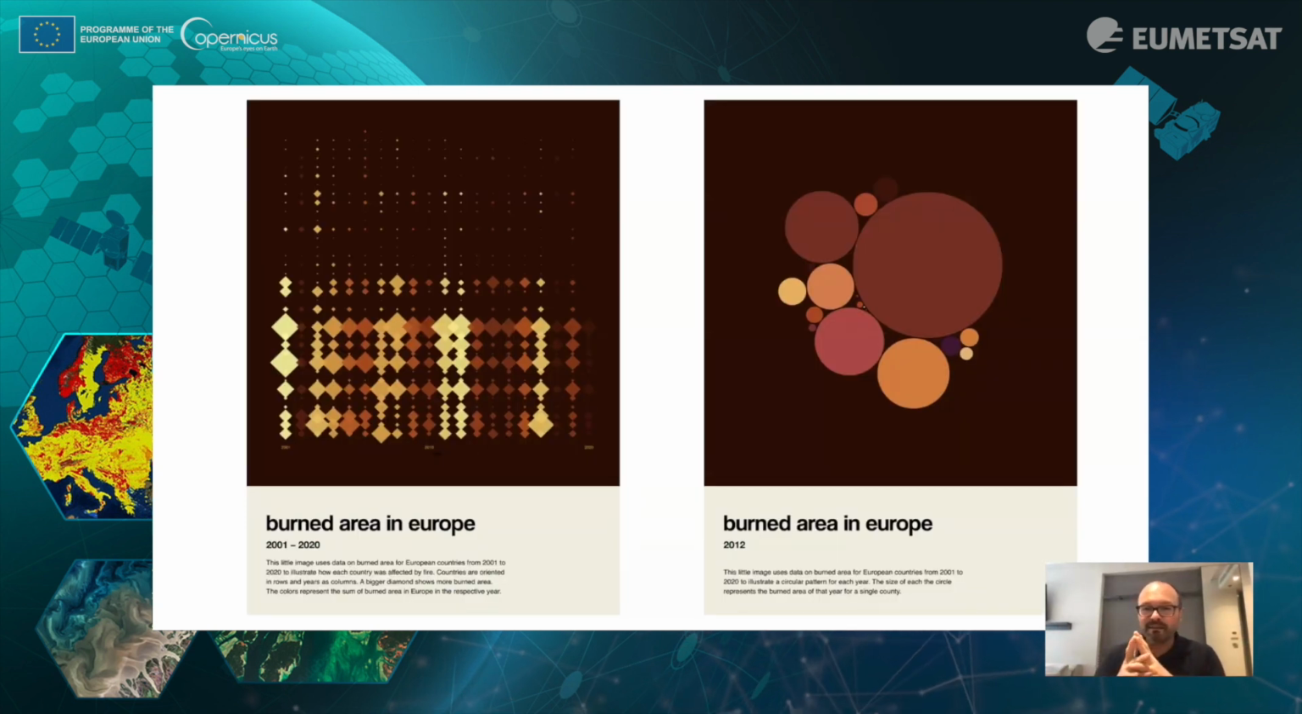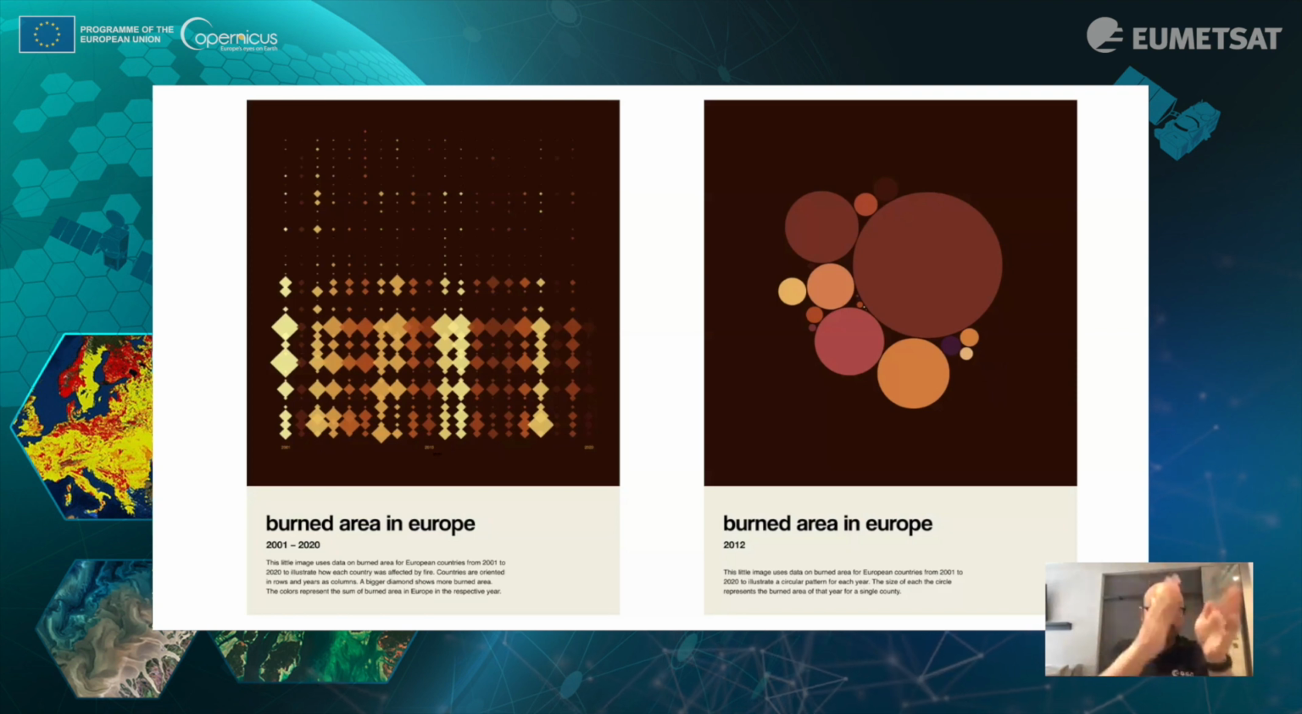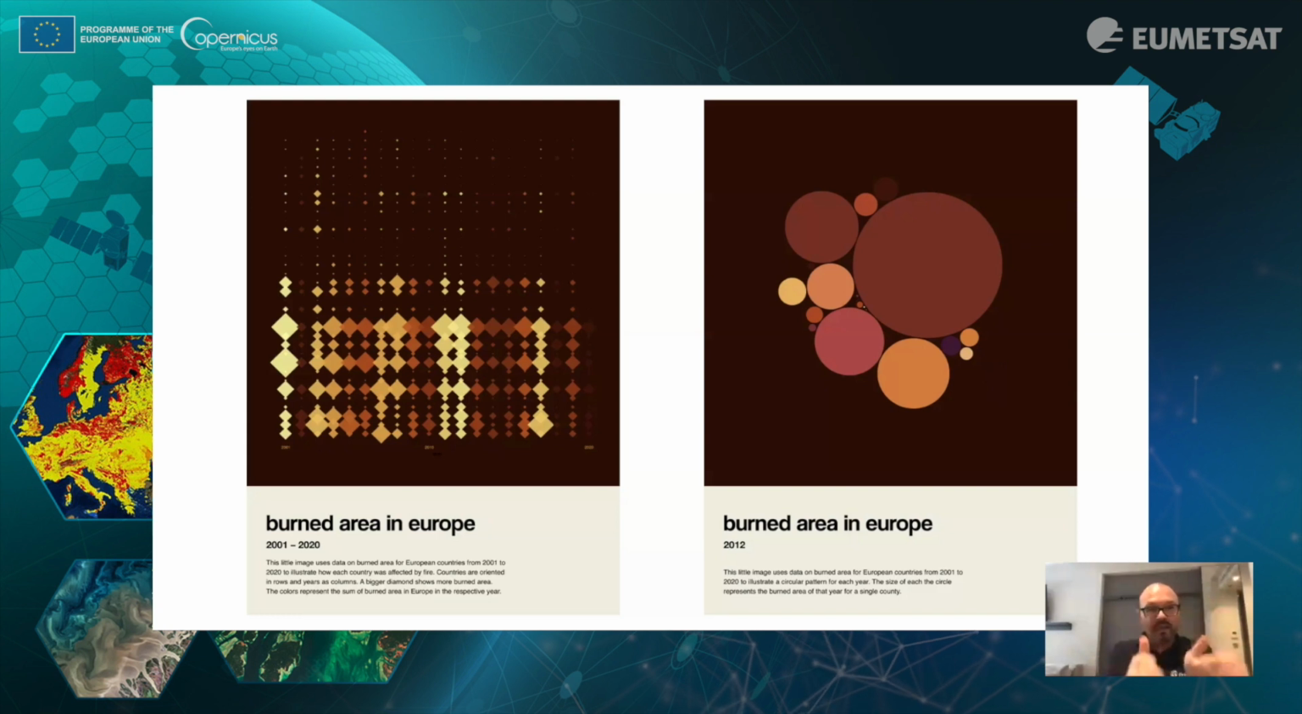And then this is the final of the graphs that I'm going to show you. So we have two examples here looking at burned area, so area that's been affected by fire. On the left, we have vertical lines for individual countries, and the pattern over years going from 2001 at the top down to 2020. And you can see there is a pattern of burned area.